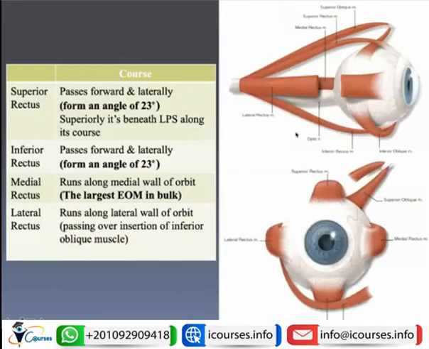And then we have the lateral rectus muscle. The lateral rectus muscle takes origin by two heads, as we said. Then it will pass along the lateral wall of the globe, along with the lateral wall of the orbit, and they just pass above the insertion of this muscle. What is this muscle? This is the inferior oblique muscle. The course of the inferior oblique is horizontal, and it is inserted just below the inferior margin of the lateral rectus muscle.